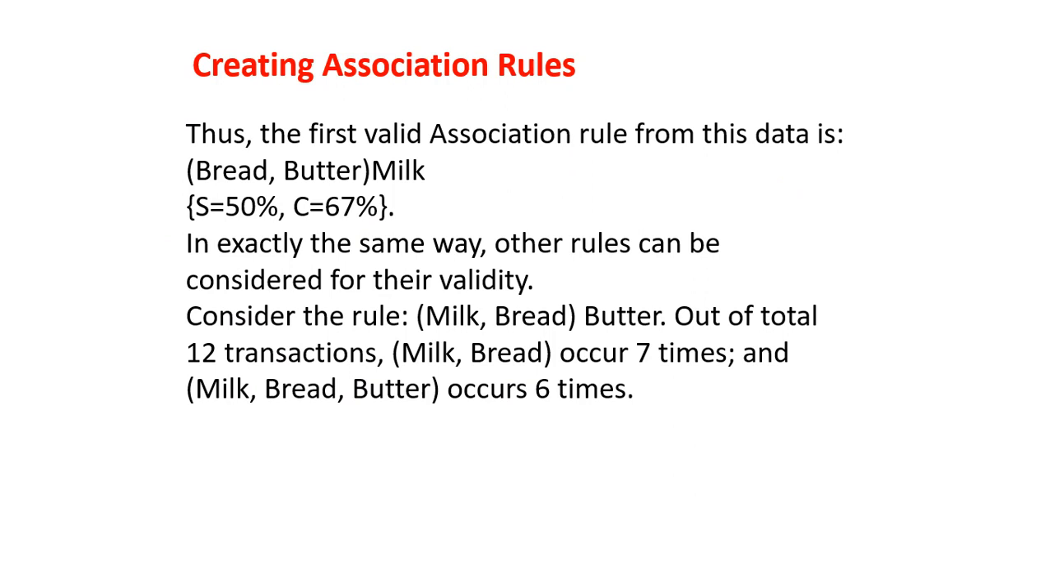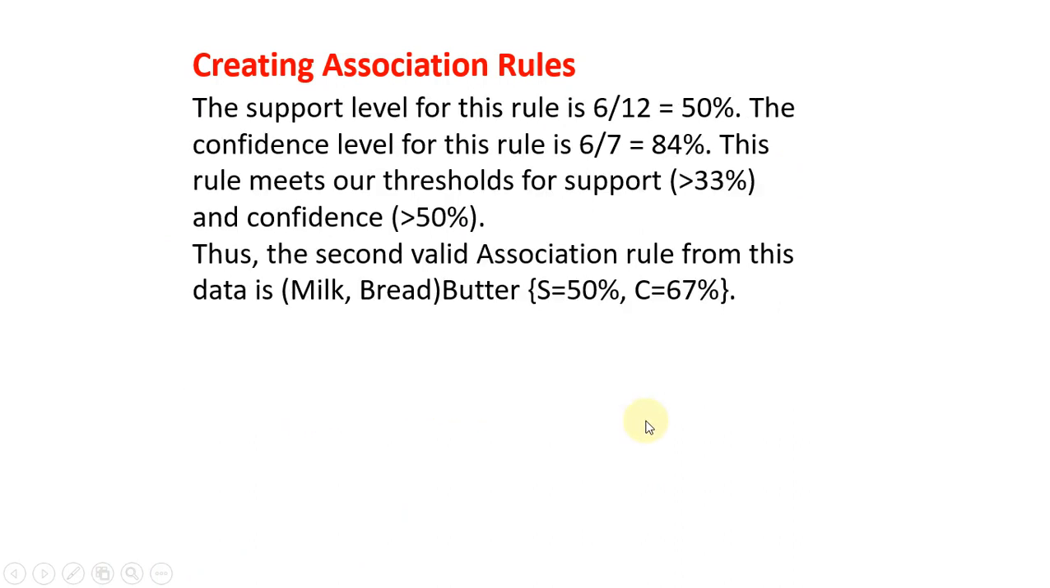In exactly the same way, other rules can be considered for their validity. Consider the rule milk bread, with butter kept outside. Out of the total transactions, milk bread occurs how many times? 7 times. And milk bread butter occurs 6 times. So the support level for this rule is 6 divided by 12, 50%. And the confidence level for this rule is 6 by 7, 84%.